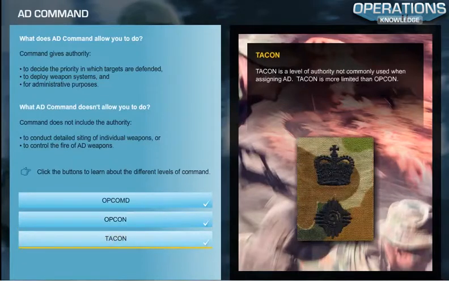TAC-CON is a level of authority not commonly used when assigning AD assets. TAC-CON is even more limited than OPCON. It covers the local direction of an asset in such a way that it assists in the accomplishment of a mission or task. TAC-CON of a critical part of a mission may be assigned to a commander who is best qualified to control the mission by virtue of his knowledge of the operation.